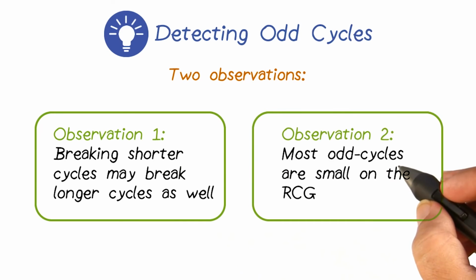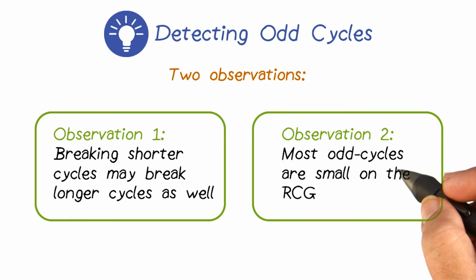And second is an empirical observation. Mostly these kind of cycles we have seen, especially the odd cycles, tend to be short on the register conflict graph. That is because many of these codes involve short loops, and the conflicts that take place in the register conflict graph tend to be due to those short loops with overlapping live ranges, and therefore these cycles also tend to be short.